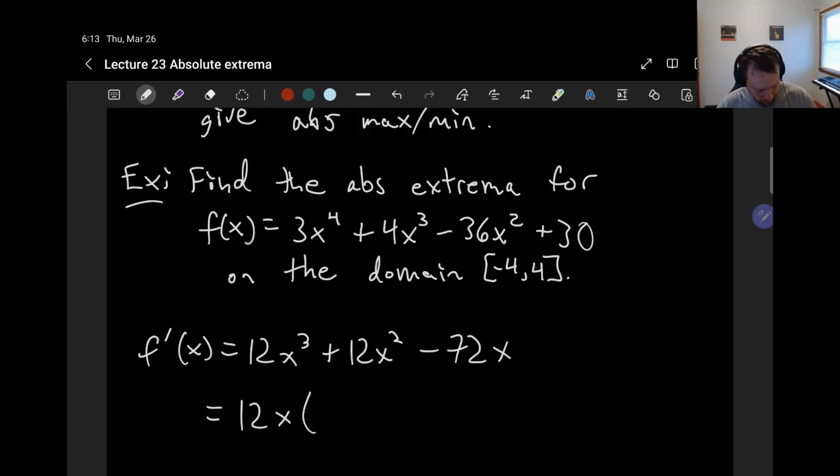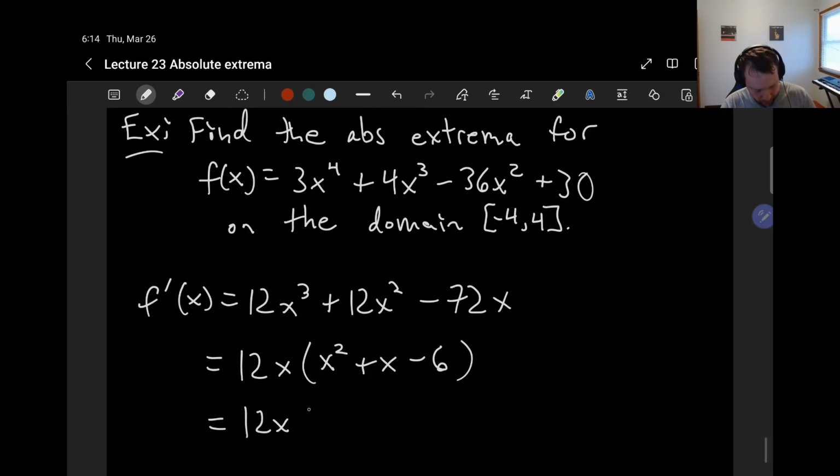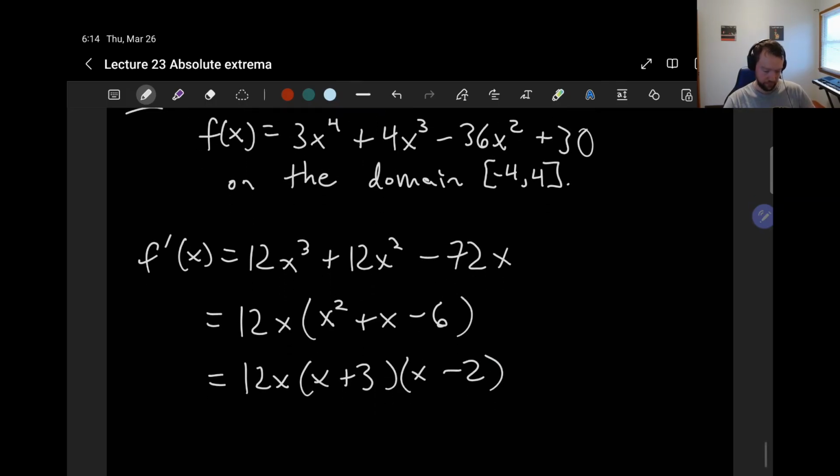Okay, it helps to factor as much as we can. We can factor out a 12x, which gives me x squared plus x minus 6. And that factors further into the plus 3 and minus 2. So this will always be defined, so I don't have to worry about that whole undefined bit when searching for critical points. Let's set this equal to 0.